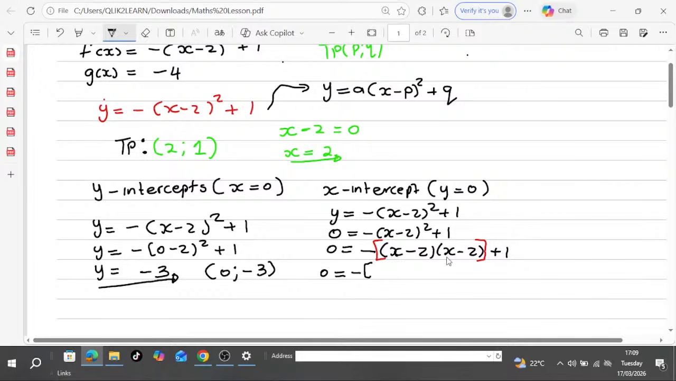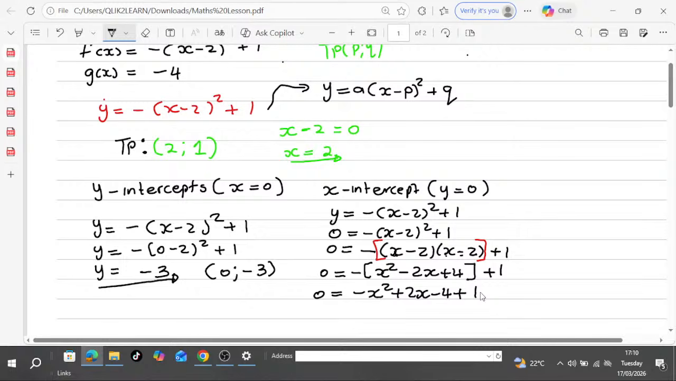What is x times x? Just x squared. Then x times minus 2 gives us negative 2x. Negative 2 times negative 2, that's positive 4. Close the bracket, we still have the plus 1 on the other side. Then 0 is equal to, let's multiply out the bracket with the negative. This will be negative x squared, positive 2x, minus 4, plus 1.